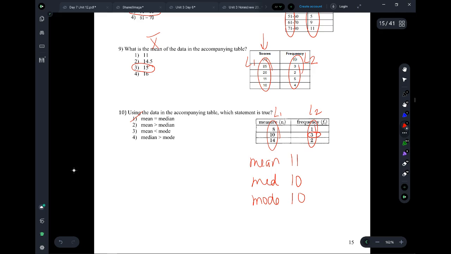So does the mean equal the median? No. Is the average greater than the median? That sounds like that might be our winner right there. Is the mean less than the mode? No. And is the median greater than the mode? No, those are the same. So obviously option 2 is the winner.